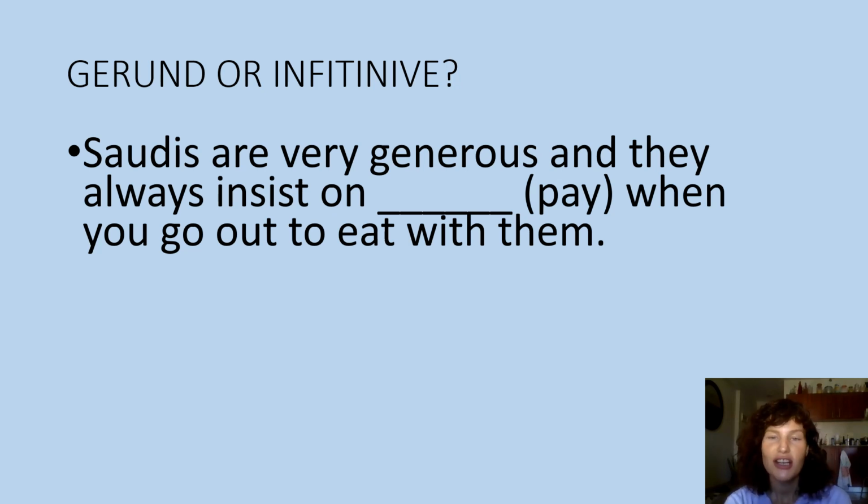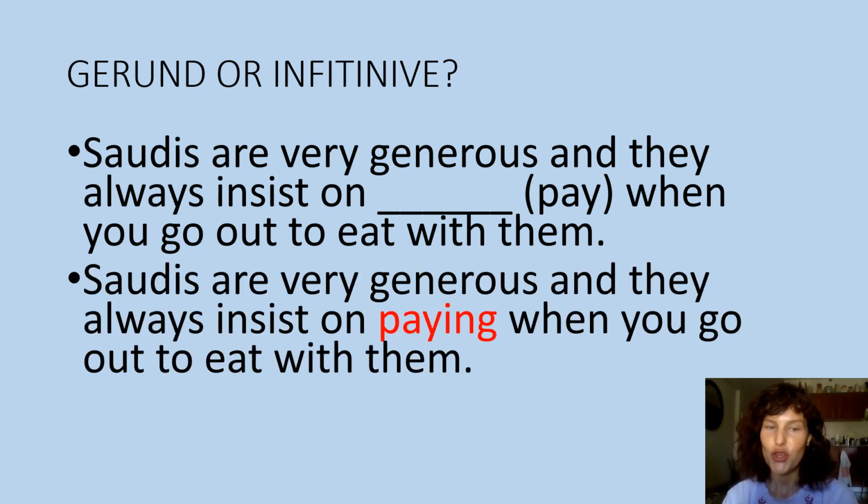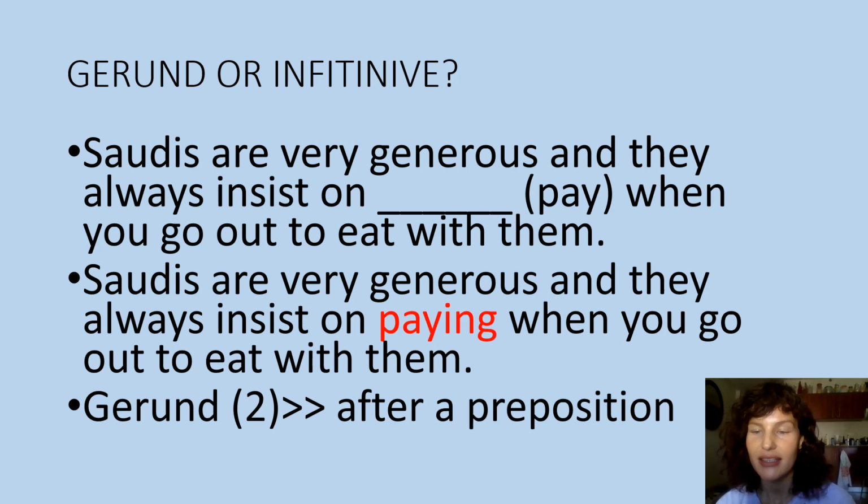Saudis are very generous, mashallah, and they always insist on paying when you go out to eat with them, right? So why did I use the gerund here? Because it came after a preposition. You insist on, right? That means you say, no, I'm not going to take no for an answer. I absolutely think that it must be this way, right? I insist.